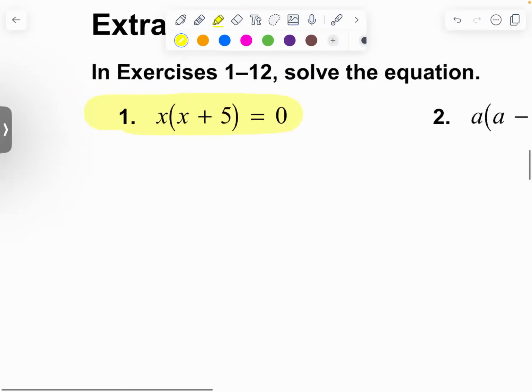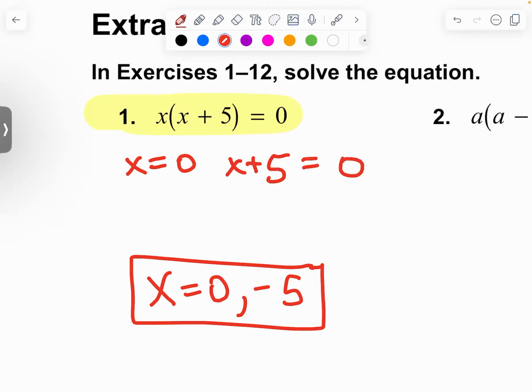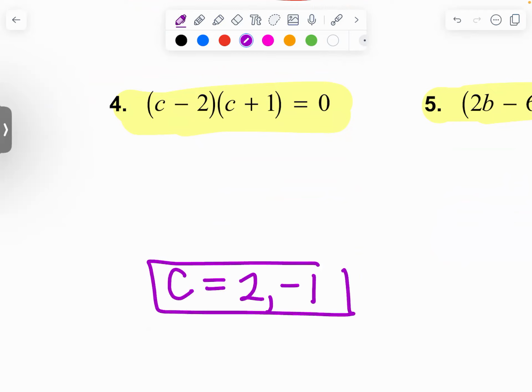Okay, Brooks, what'd you get for number 1? X equals 0 and X equals -5. Thumbs up or thumbs down? You agree with Brooks? Okay, X equals 0 and X plus 5 equals 0, so X equals -5. That's great. Okay, Ellery, what about number 4? What'd you get? Thumbs up, thumbs down. You agree with Ellery? So C minus 2 equals 0 gives us the 2. C plus 1 equals 0 gives us the -1.